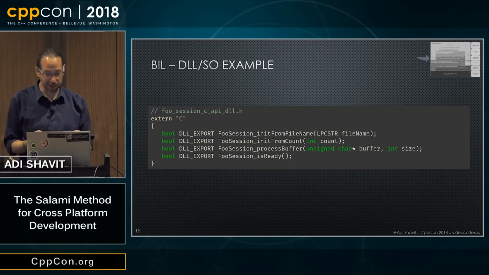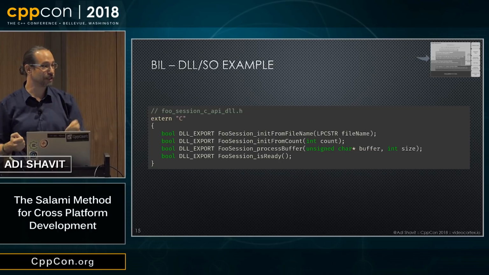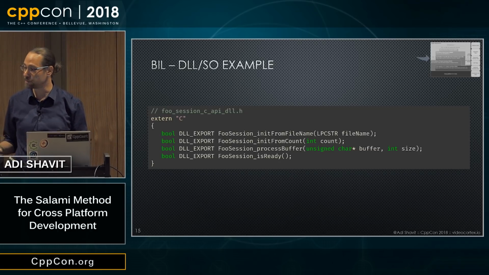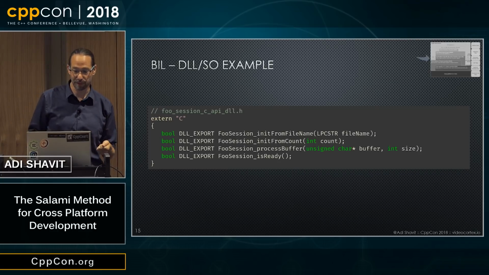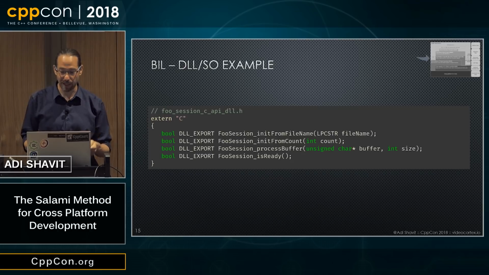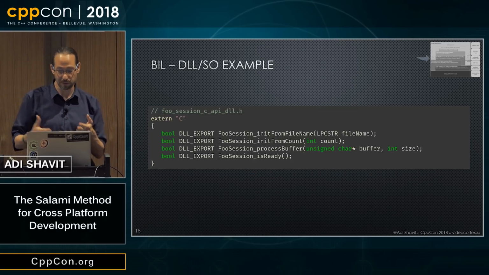We have to prefix the name foo session into the name of the function just because that's what you do. You want to prevent collisions in the DLL namespaces, because DLLs have global namespaces. And we have the DLL export macro. I generally have CMake generate this macro, so it works on Linux and Windows and so on.